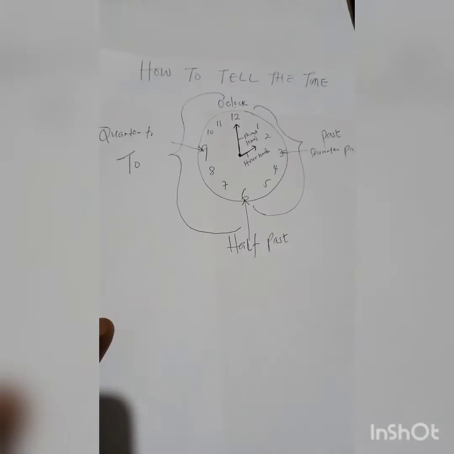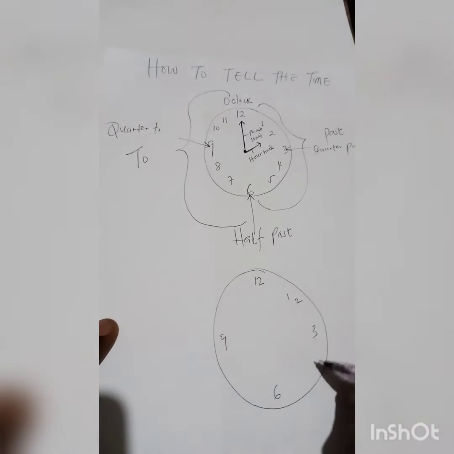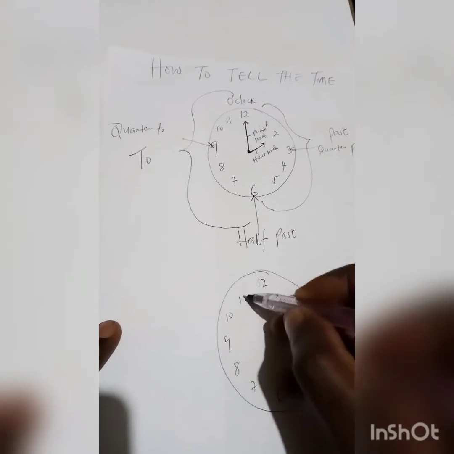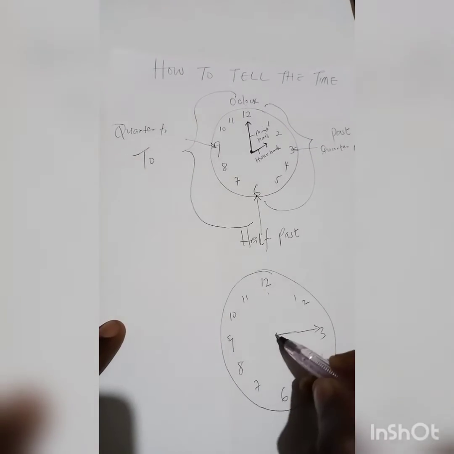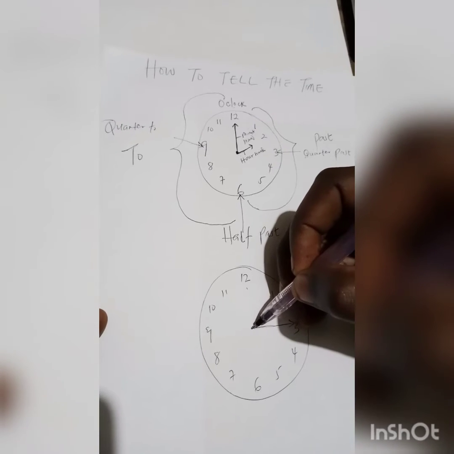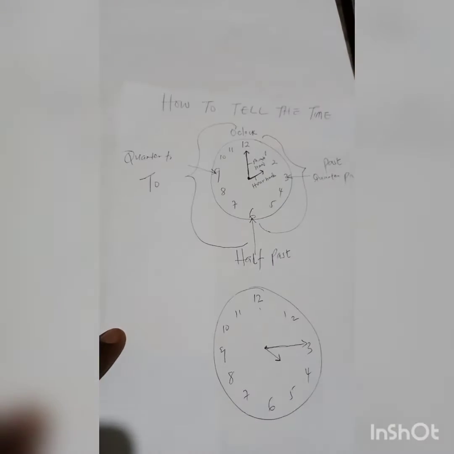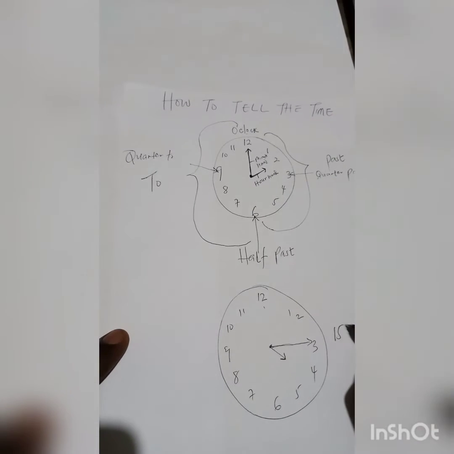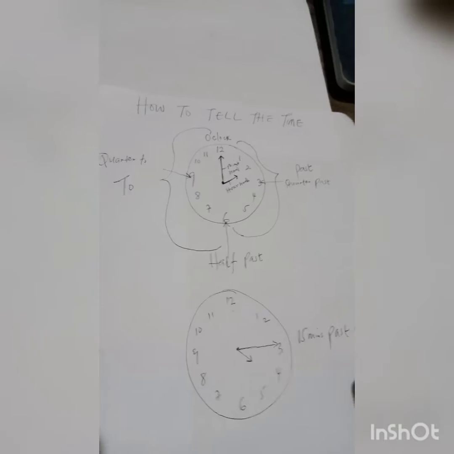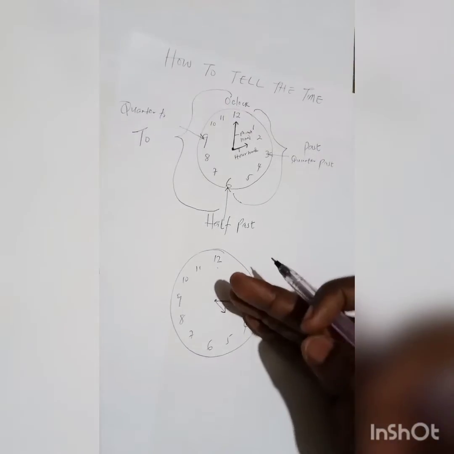Now, let's go to past time. We can make use of this clock. If we have something like this, the long hand is pointing at 3, and the short hand is not really at 4, but a little bit after 4, then we can say that the time now is 15 minutes past 4. Because the long hand is on the past side, and the short hand is moving away from 4.